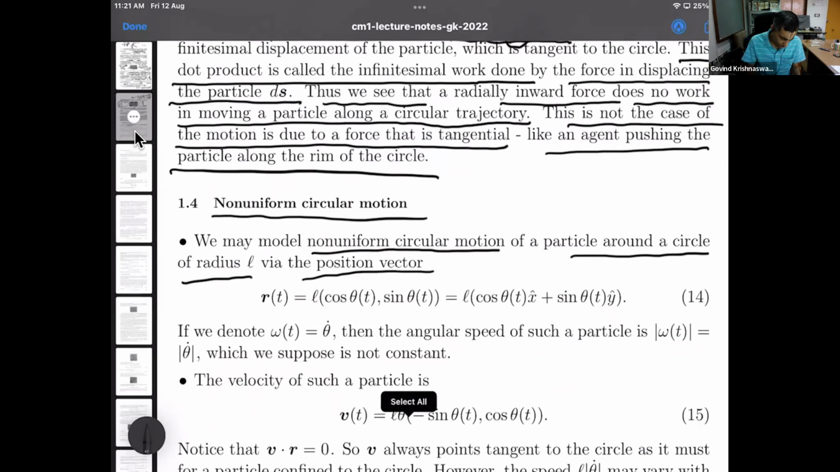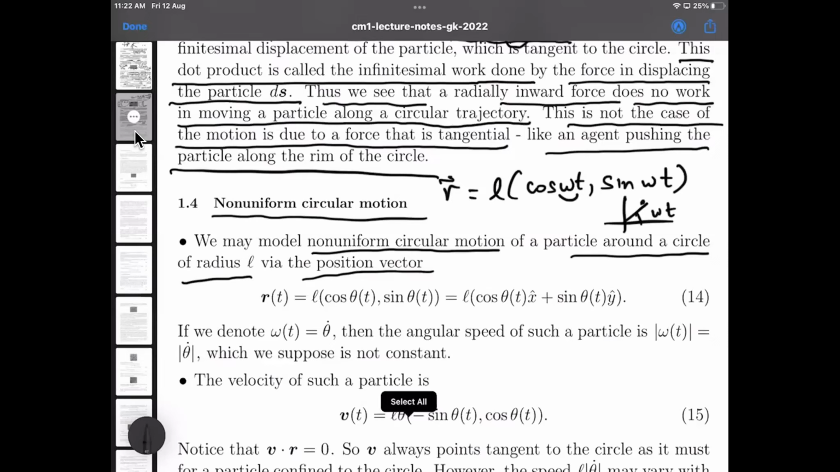Generalizing from our previous formula, namely r is equal to L cosine omega t comma sine omega t. This omega t came because it was the angle subtended by the particle at time t. It was uniform. That is why, because it was uniform, we could write omega t. However, now all we are told is that the particle subtends an angle theta of t at time t. Whether that theta of t increases linearly in time or not is not specified to us. In general, it won't. If it increases linearly in time, you may write it as some omega t.